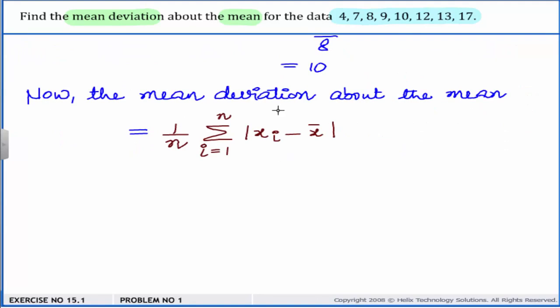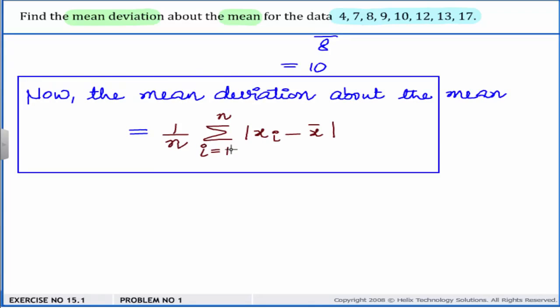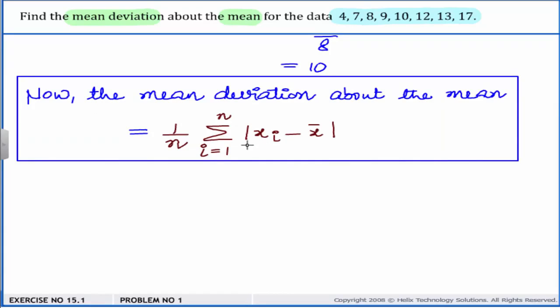Now, the mean deviation about the mean is given by 1 by n into summation modulus of xi minus x bar, where i is equal to 1 to n. Here we have the value of n, that is the number of observations, equal to 8. So this will be 1 by 8 into summation of modulus xi minus x bar, where the mean is 10, and i is equal to 1 to 8.